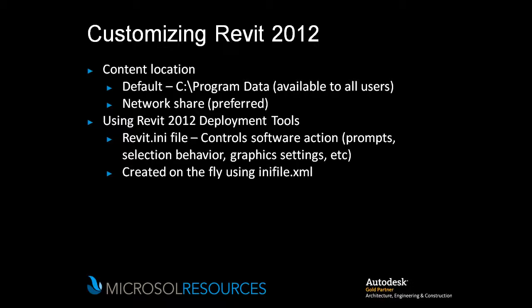In order to configure Revit, in the past you would have modified the Revit INI file on the deployment image. By modifying the INI file, BIM managers have a lot of control on how the software behaves, including suppressing prompts, controlling selection behavior, and even controlling graphic settings. Well, for 2012, this process has changed. There is no Revit.ini file on the deployment image. Instead, the INI file is created by another file called the INI file.xml file. During each workstation installation, the Revit.ini file is actually generated from this INI file.xml.